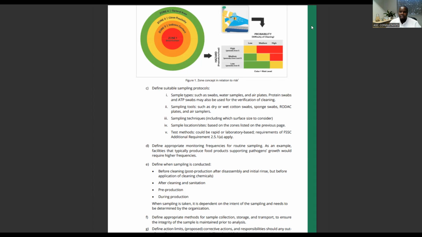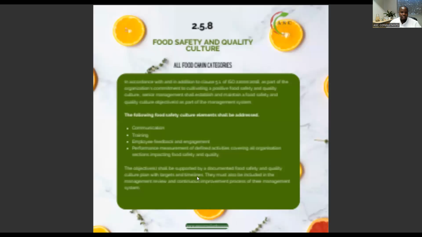I promise you, this is a finding on almost 7 sites where this action criteria was not listed. So please pay attention to this. Okay, so this was under BRCGS, which has also introduced this requirement. So please pay attention. Right, let's look at another one, food safety and quality culture.